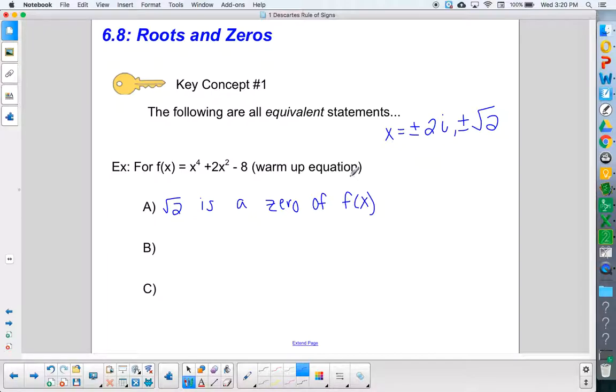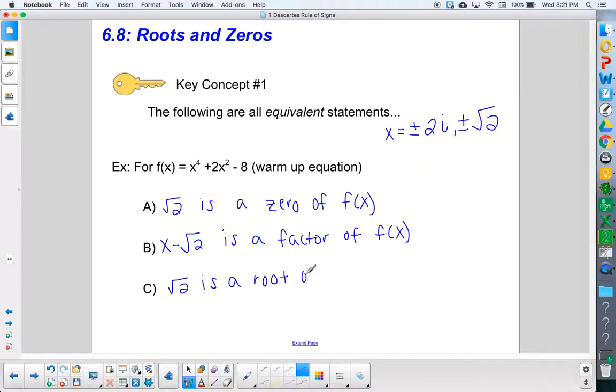Another way we can say the same thing is to say that x minus the square root of 2 is a factor of f of x. And the last way to say the same thing is that the square root of 2 is a root or solution to f of x equaling 0. So those are three different ways to say the same thing.